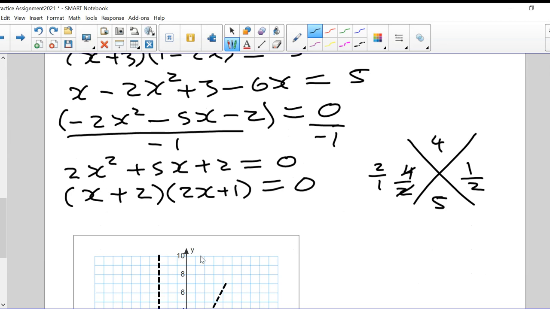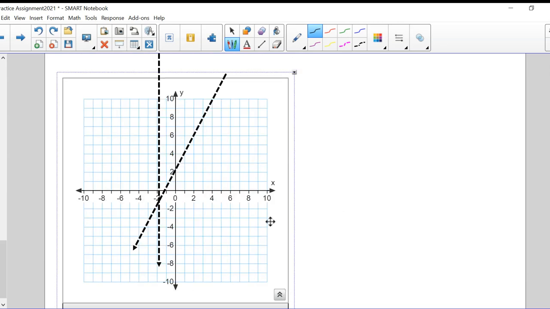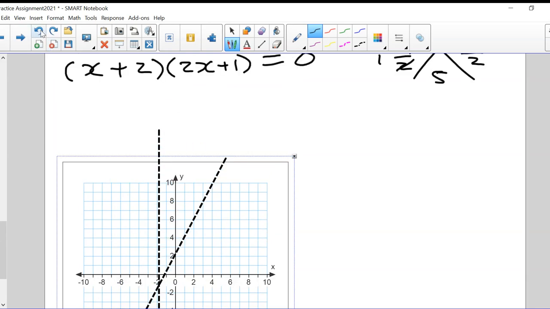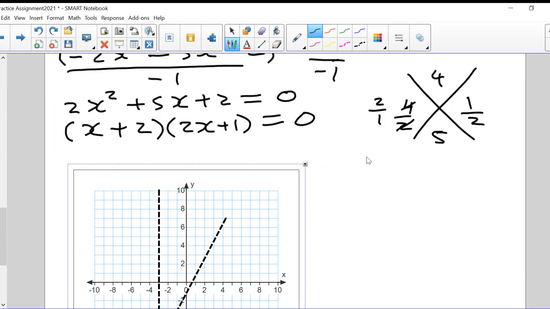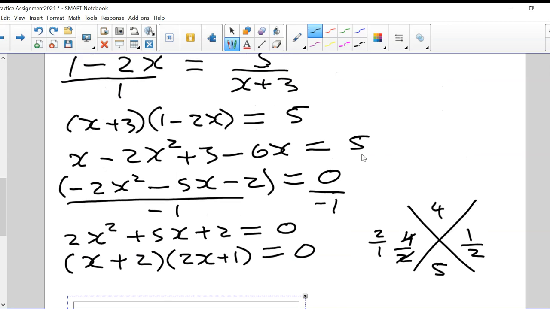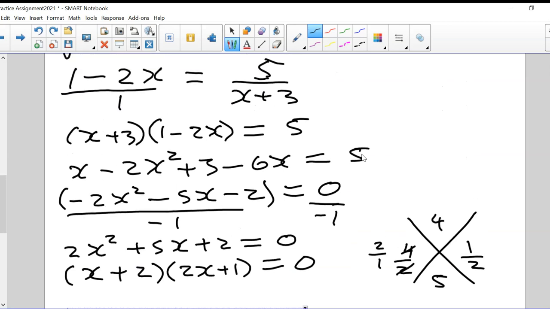Oh, I already have the graph down here. Well, I don't want you to see the graph yet, so I'm going to hide that for now. Actually, that doesn't help. All right, let's just go back up. Ignore the graph for now, folks. Pretend like you don't see the graph yet. But it looks like we have two zeros: x equals minus 2 and x equals minus a half.